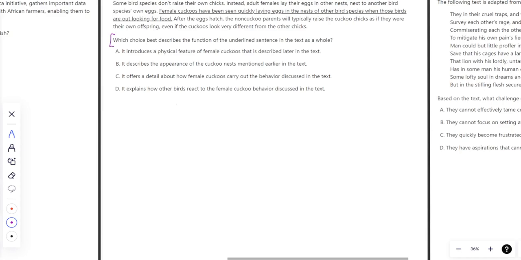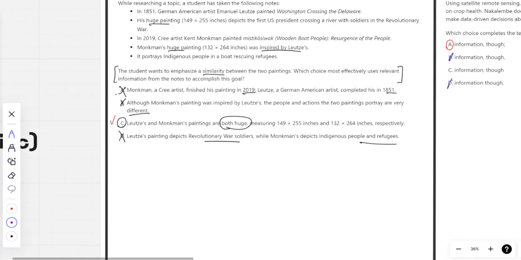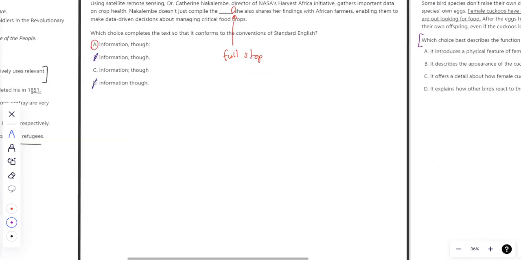Okay, and we're asked about the underlined sentence as a whole. Let me send that real quick.